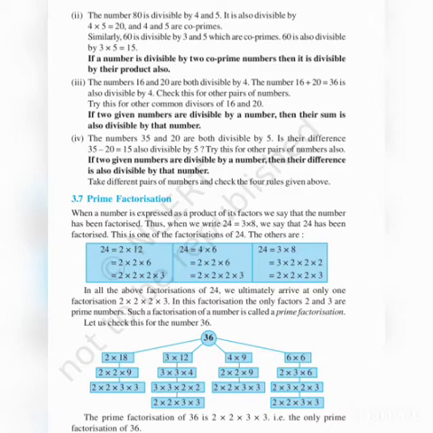Co-prime numbers means what? Two numbers having only 1 as the common factor. Two numbers having the common factor as only 1 are called co-prime numbers. If a number is divisible by two co-prime numbers, then it is divisible by their product also. Now let us see the example. By using the example, you will get a clear idea about it.